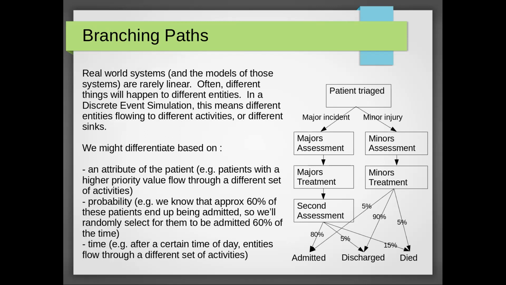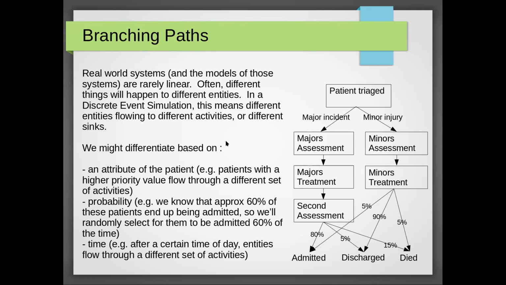Now, of course, in the real world, patients don't linearly flow through processes. It's very rare that you have a truly linear process. And often different things will happen to different entities. And in a discrete event simulation, that basically means that your entities are flowing to different activities or to different sinks. And we might differentiate based on some sort of attribute of the entity. So for example, you might have an entity that has higher priority value, and then they might flow through a different set of activities because of that. It might be based on chance with some probability. So we might know, for example, that 60% of patients end up being admitted. So we'll randomly select for them to be admitted 60% of the time, I should say.